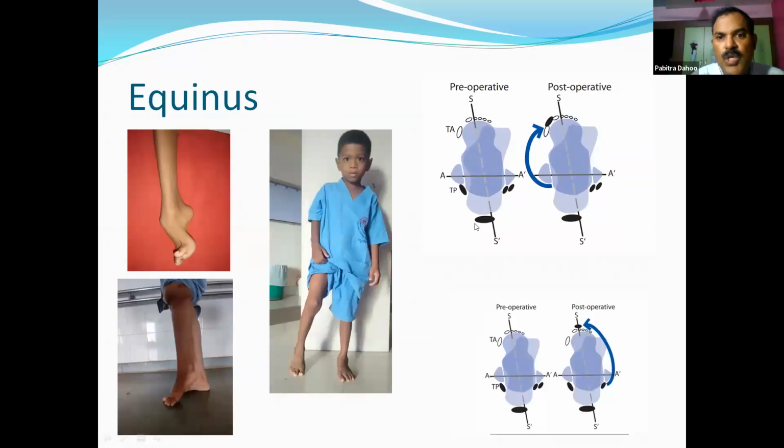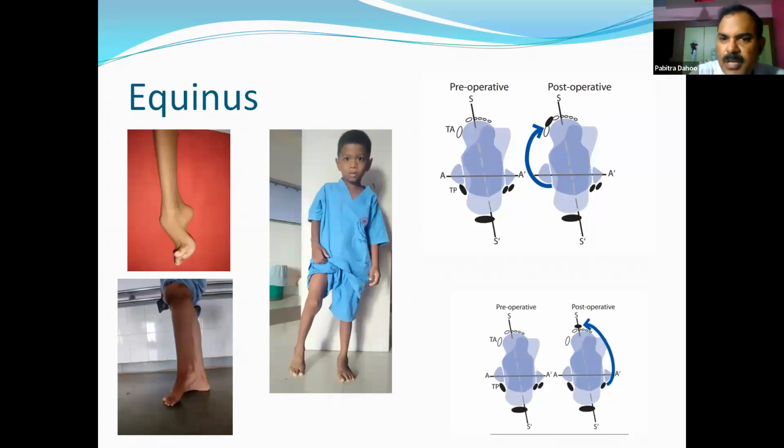So what to do? You have to take one muscle to one powerful muscle. Here the evertors and inverters are normal or equally spastic. There is no imbalance. So now you can take 50% of the tibialis posterior anteriorly. Split transfer of the tibialis posterior augments the dorsiflexion power so that the equinus deformity can be prevented.